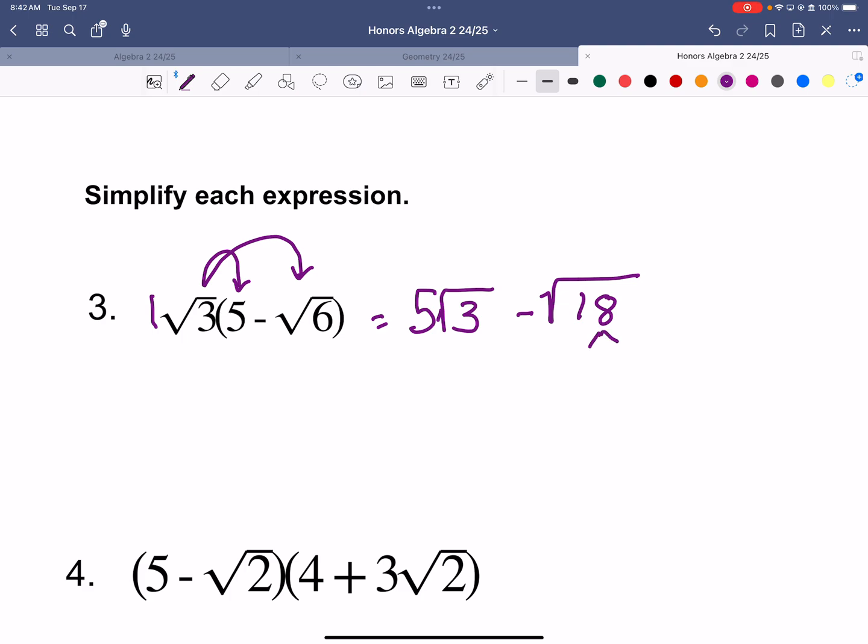And now we have to simplify if we have to. So that's 9 times 2. 9 is 3 times 3. There's my partner. So I've got 5 radical 3 minus 3 radical 2.